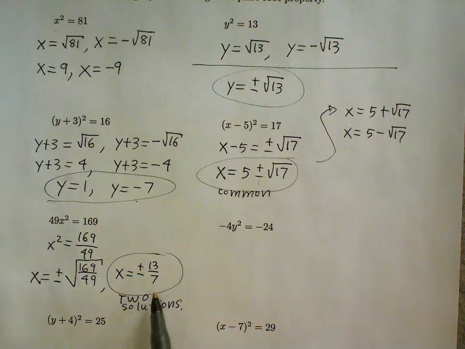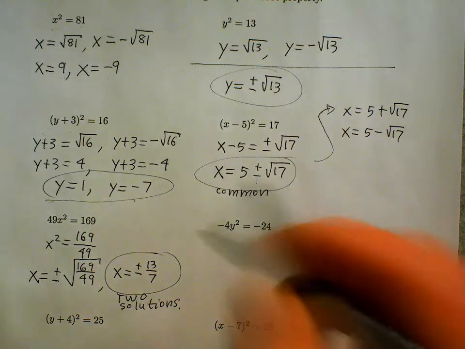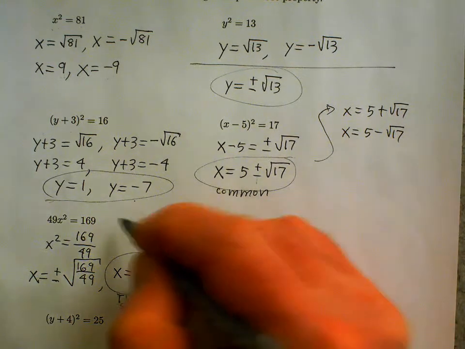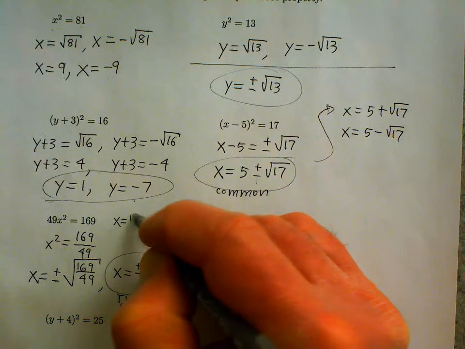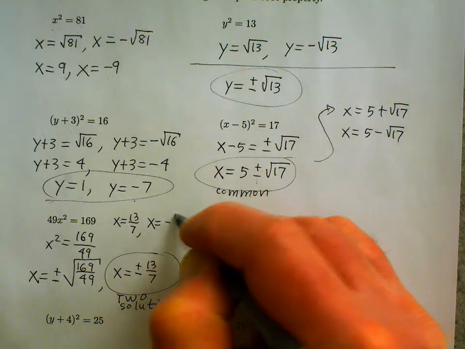You have another option. It's not required. You can write the solutions this way, positive and negative 13/7. If you want to list the solutions separately, one is positive 13/7 and the other one is negative 13/7.